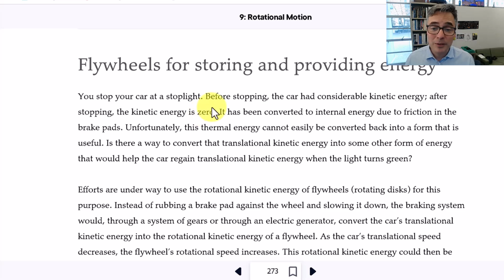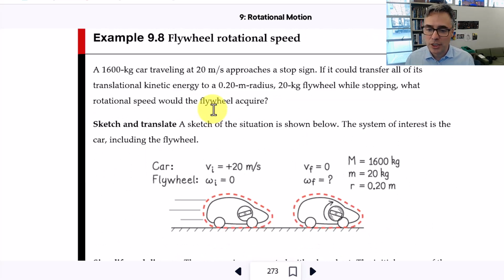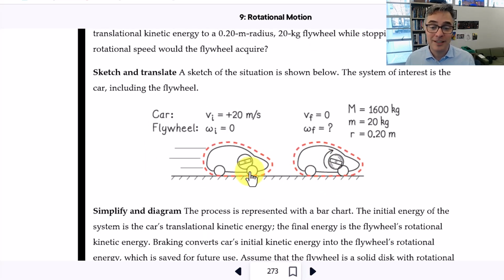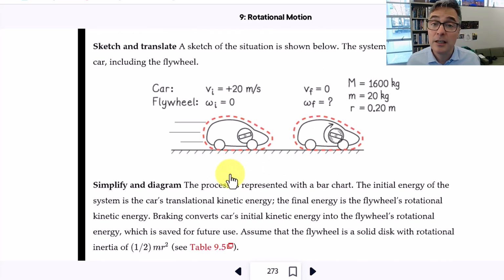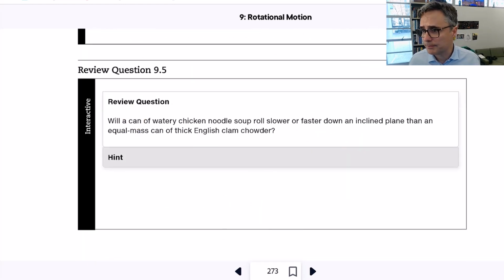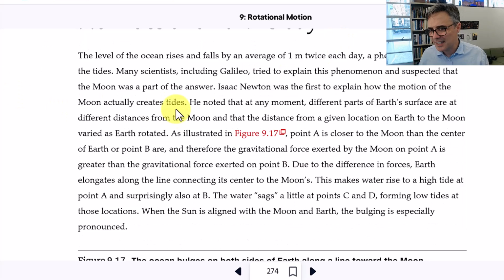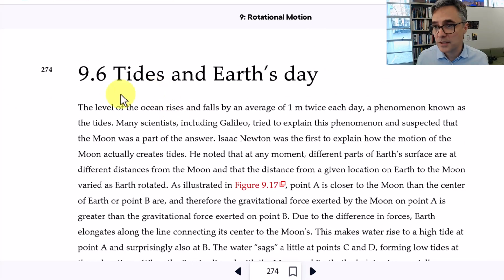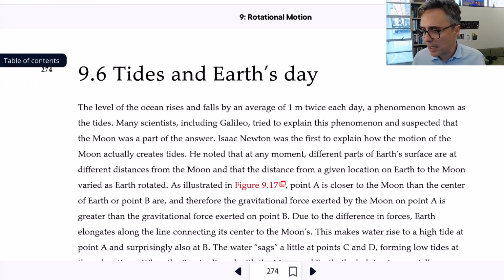It talks about flywheels for storing and providing energy. You can imagine inside a car or in a power plant or something, a very rapidly spinning massive disk. It will contain energy, and so it's one way of storing energy. And that's pretty much it. I guess there's section 9.6 we're going to skip in this class, so don't worry about that.